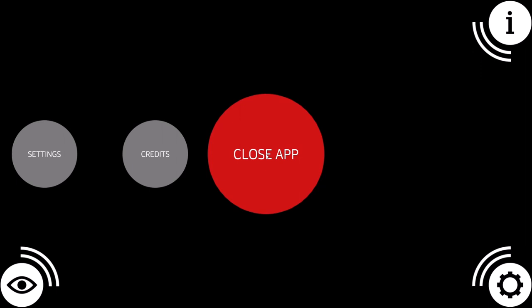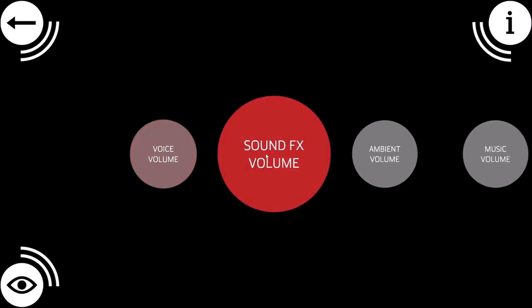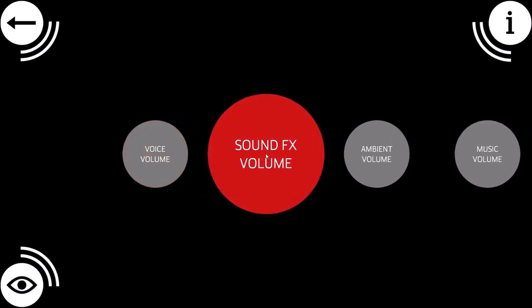Either I can press the S key directly, or I can just move by left or right and press enter or spacebar. So I'm pressing S. Settings window is open. First is voice volume. You can increase or decrease. This is 10. Up arrow, down arrow, I'm using. Then sound effects volume. Effects volume. 9. 8.